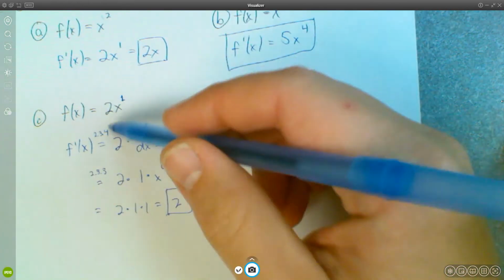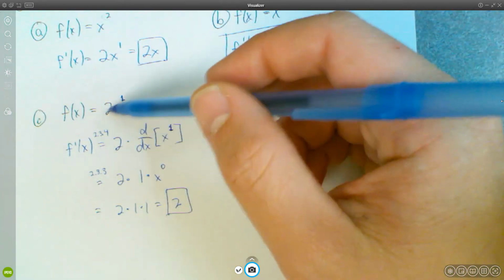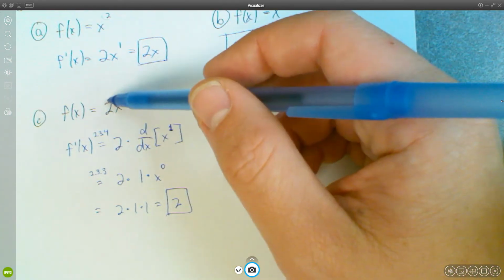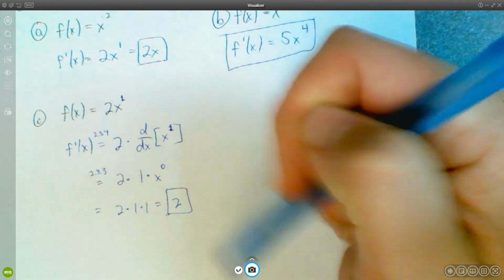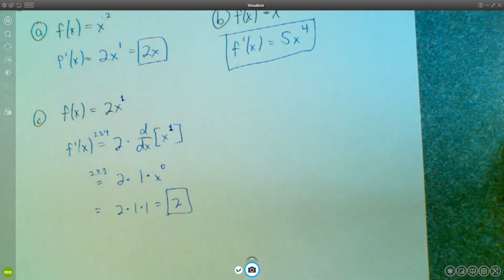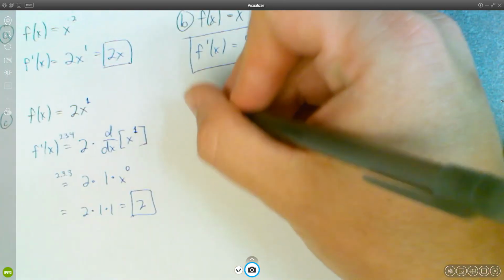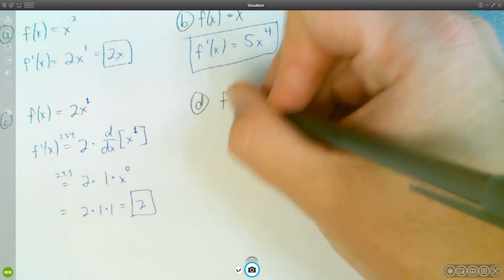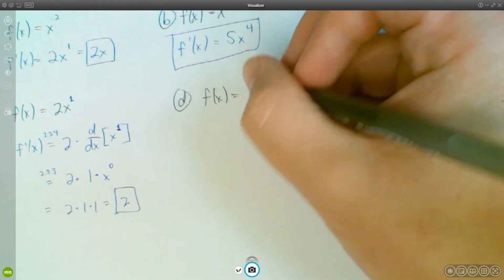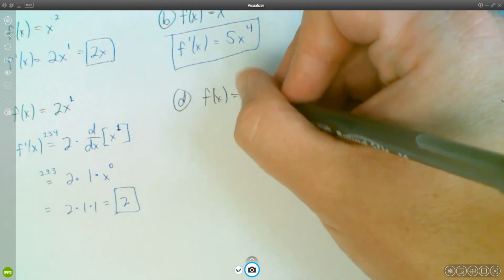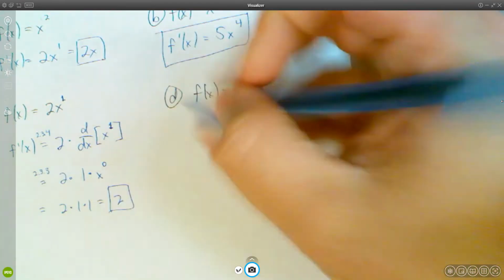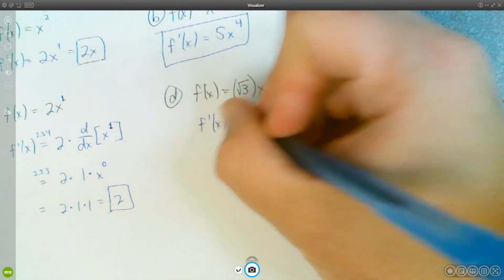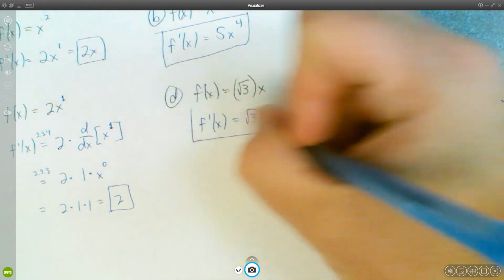You don't need to go through all of these steps every single time. I just wanted to show you the justification for why the derivative of this function is 2, but there you go. I guess more generally, it doesn't even matter. Like you could have square root of 3 times x. And then you could say, what's the derivative? Well, that's just going to be square root of 3.